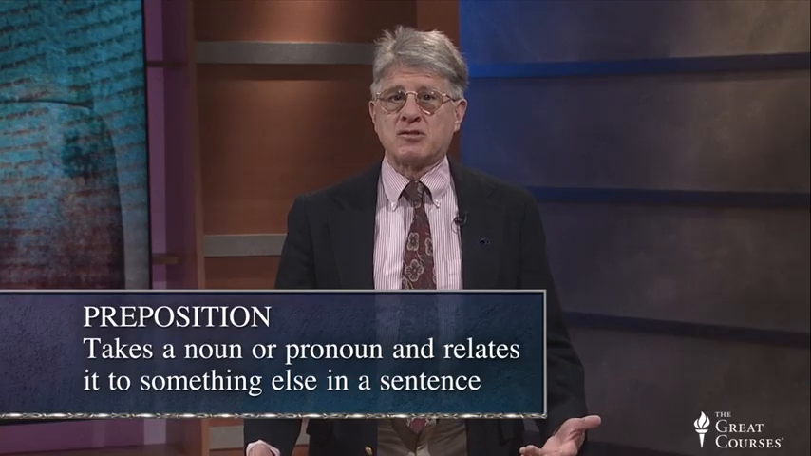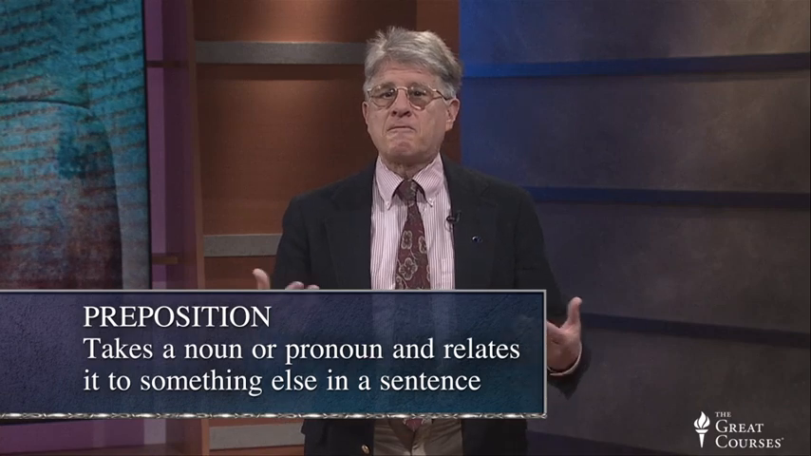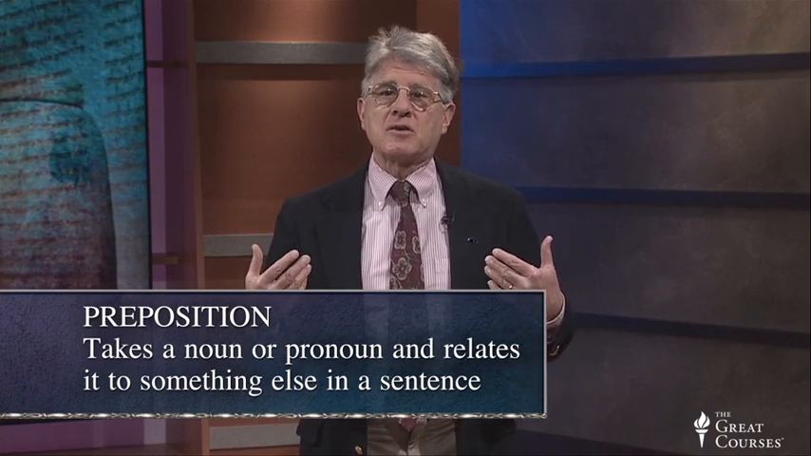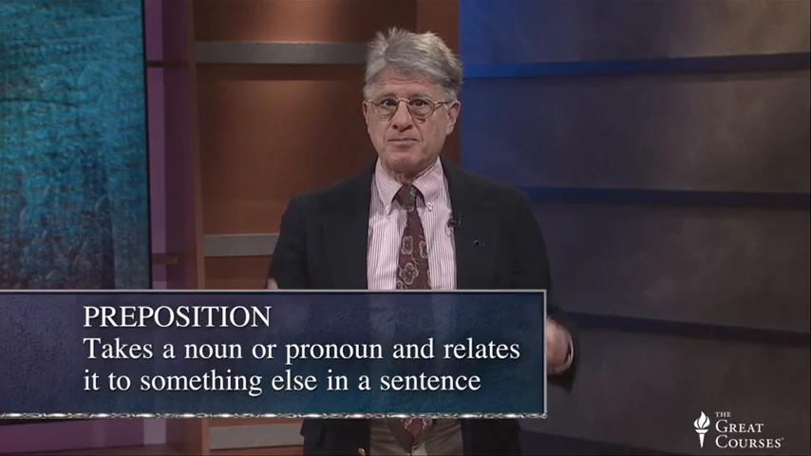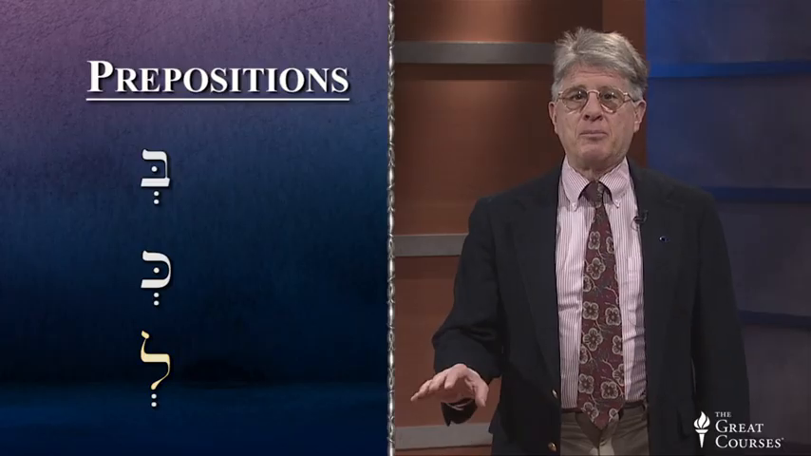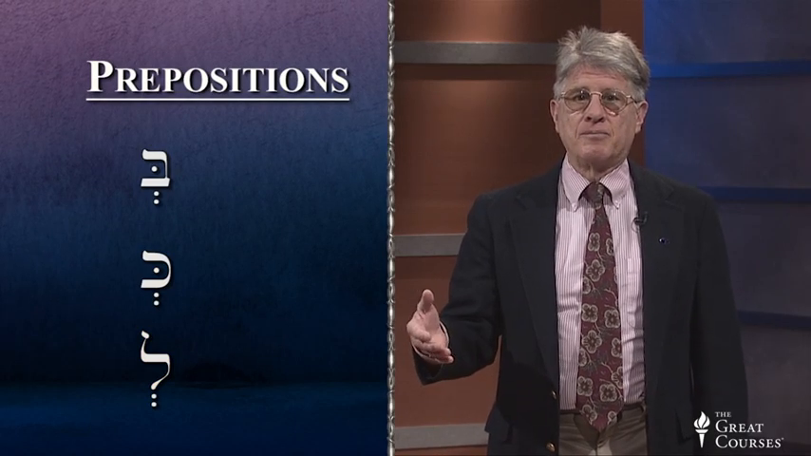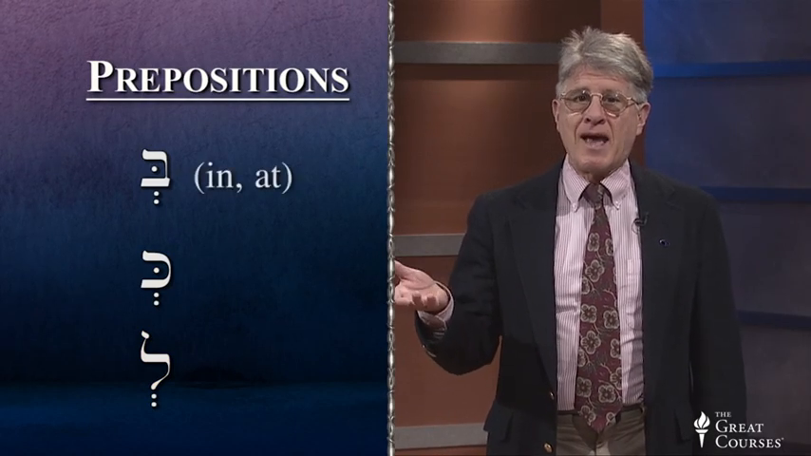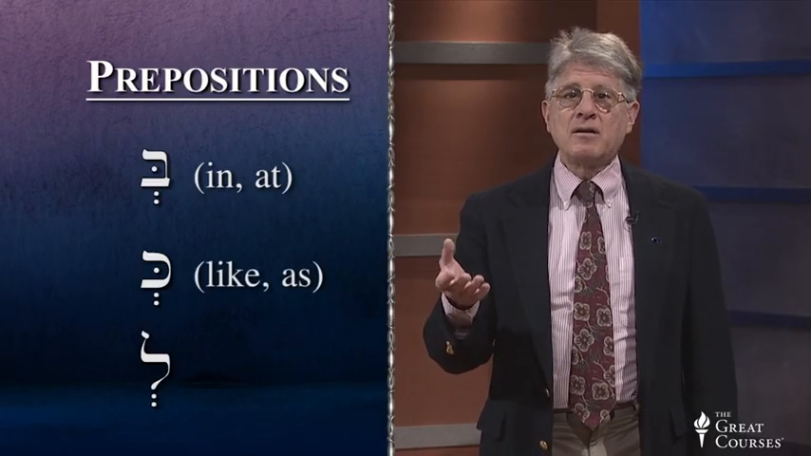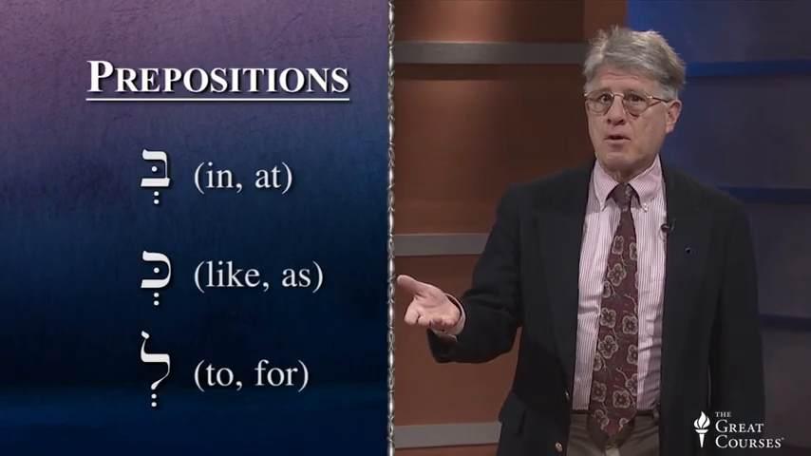Now we're going to learn three more particles that are proclitic. All three of them are single letters. All three of them have a shva underneath them when they're attached. And all three of them are prepositions, a word like in or by or for, that takes a noun or pronoun and relates it to something else that's going on in the sentence. The letters that are prepositions are bet, kaf, and lamed, be, k, and l. Be means in or at, k means like or as, and l means to or for.